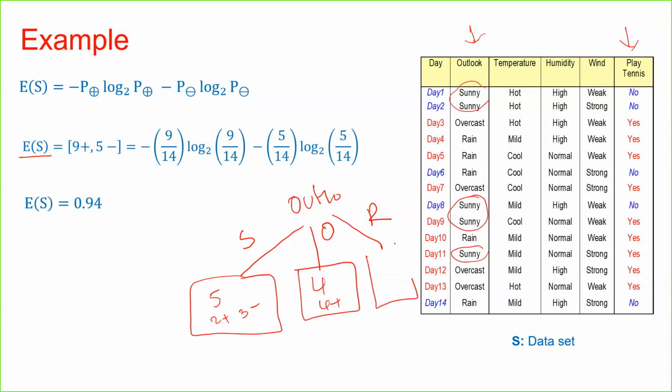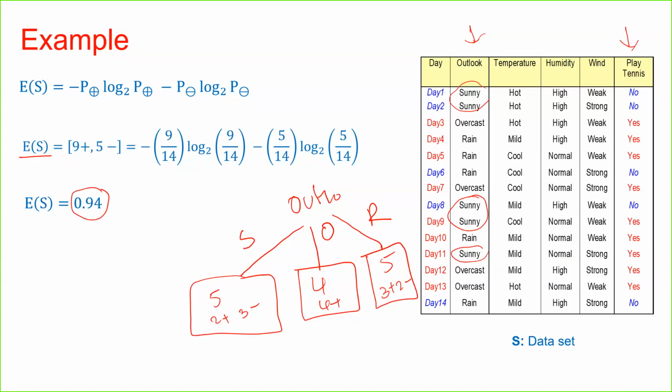Here rain, 5 instances: 3 positive, 2 negative. Yes, you are right. Okay. So before splitting, this is the entropy.